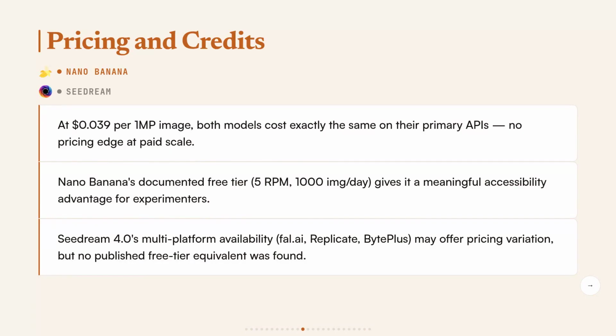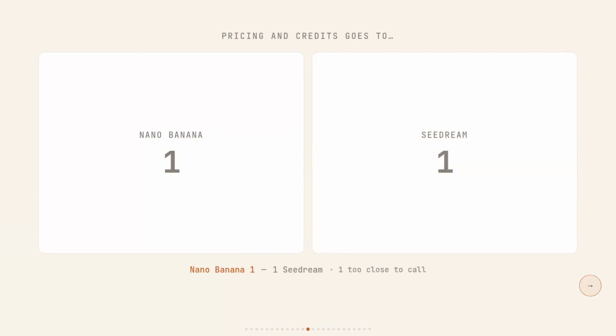For anyone prototyping a new workflow, that accessibility difference is the actual deciding factor at this stage. Pricing is a tie at paid API scale, and I genuinely didn't expect both models to land at the exact same number. But there it is, identical per image either way. The score stays at 1 apiece with 1 tied, and the only practical edge here goes to Nano Banana's free tier for anyone not yet on a paid plan.